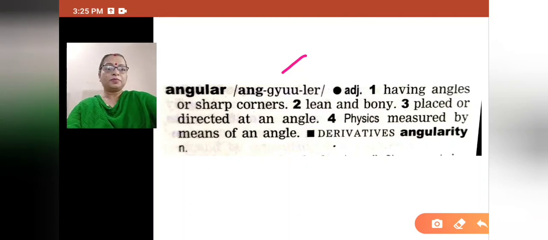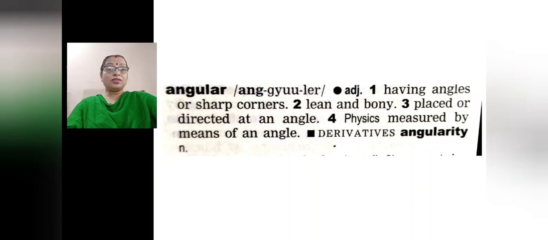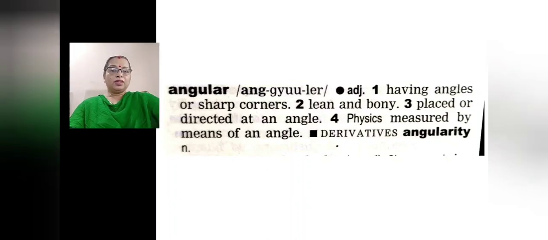Okay. So see children how important it is. You can understand how the word is to be pronounced. So it is written here A-N-G-U-L-A-R. So anybody can say it is angular or angular. But see the actual pronunciation. It is given angular. G-Y-U-U-L-E-R. So it is angular. Okay. So it's very useful, right?